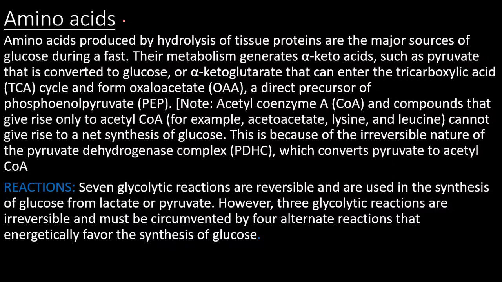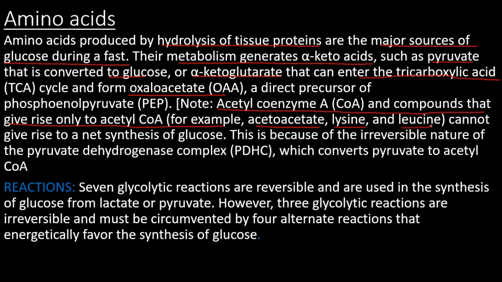Now, how will the amino acids give us glucose? Amino acids are usually produced by the hydrolysis of tissue proteins that are the major sources of glucose during a prolonged fast. Their metabolism usually generates alpha keto acids. Examples are pyruvate, which can be obtained from alanine and then converted to glucose, or alpha ketoglutarate, which usually enters the TCA cycle to form oxaloacetate, a direct precursor of phosphoenolpyruvate. Please note this: acetyl-CoA and compounds that give rise only to acetyl-CoA, such as acetoacetate, leucine, and lysine, cannot give rise to glucose.